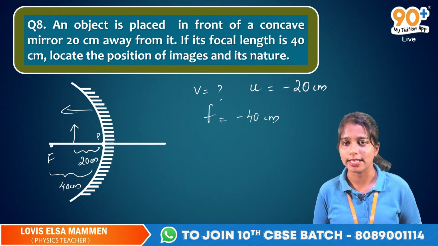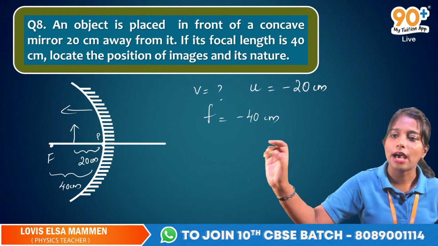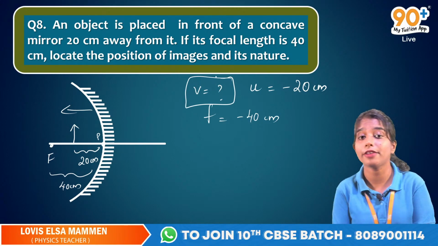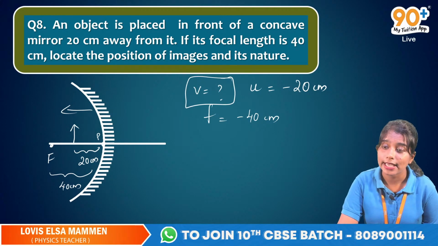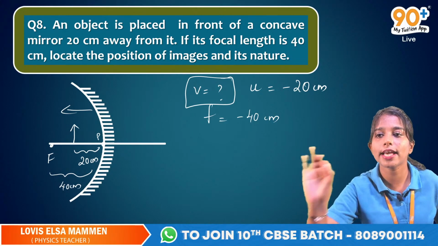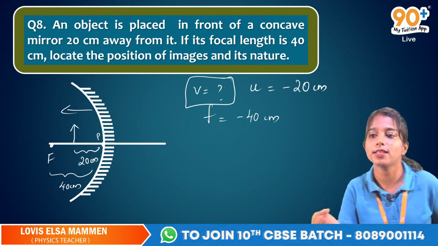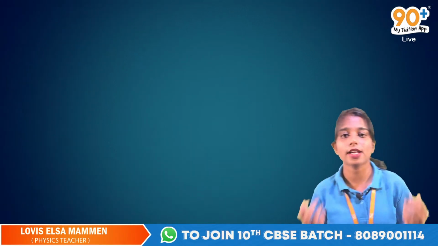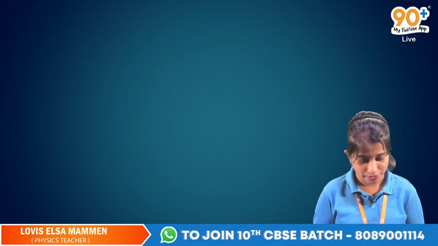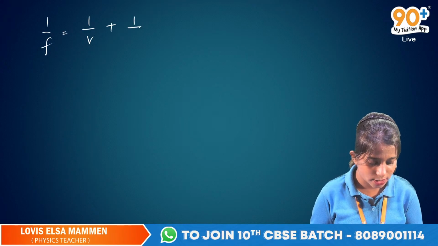So now you have u, the object distance, and you have the focal length. You are supposed to find v. How will we find v? You will be using the mirror equation. What is this mirror equation? The mirror equation is an equation in terms of v, u and f, that is 1 by f is equal to 1 by v plus 1 by u.